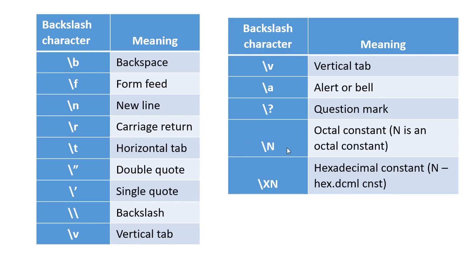Then \nnn is an octal constant. You can see that there is a small n and capital N difference while writing the backslash character. So \xhh is for a hexadecimal constant. So these are some backslash characters.